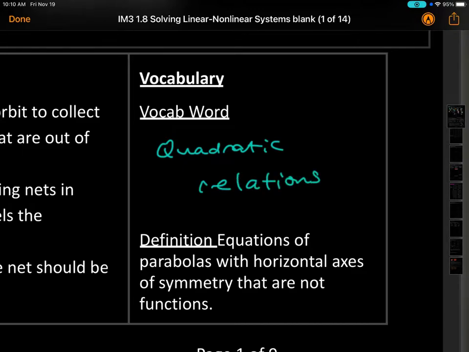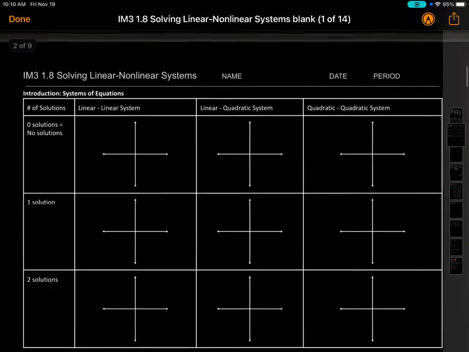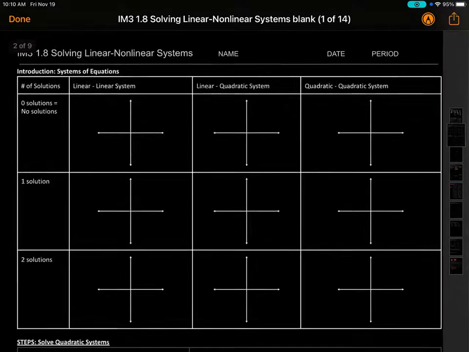It's just equations of parabolas with horizontal axes for symmetry that are not functions. They're just expressions. They have no equal sign in it. Okay, this next part is like a game or a puzzle.